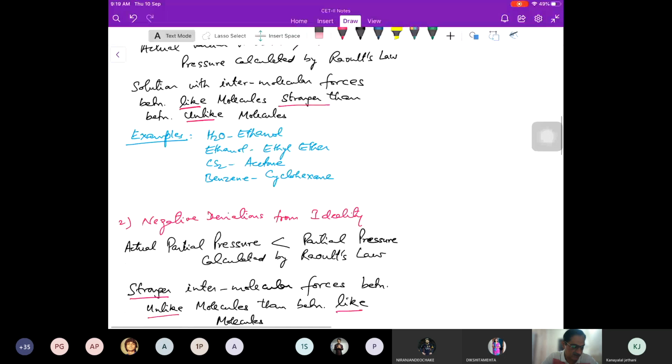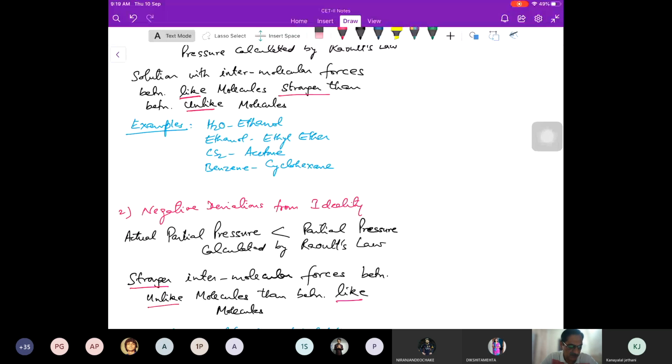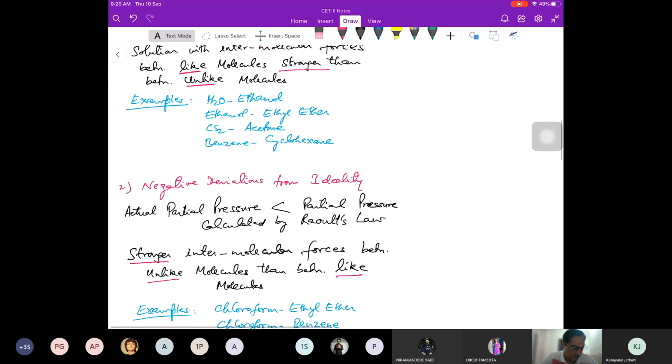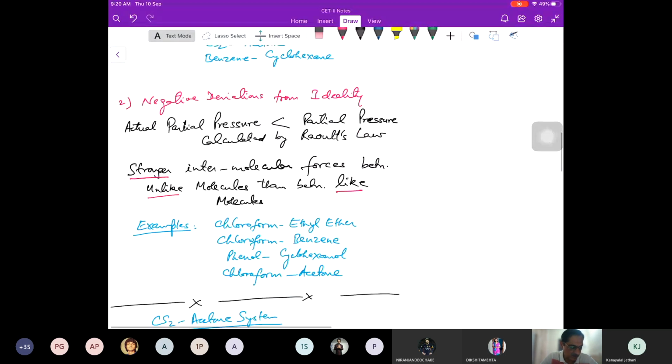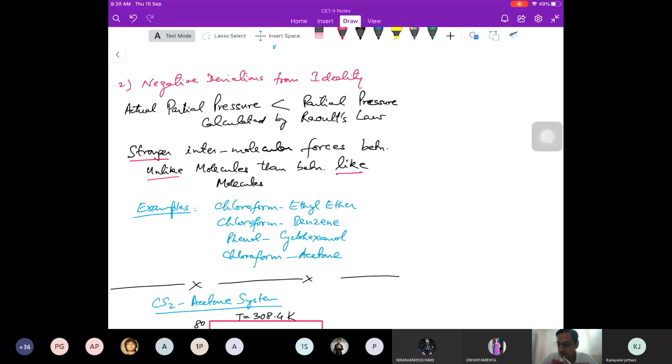And negative is if the actual partial pressure is less than the partial pressure calculated by Raoult's law. Simple definition: Raoult's law is ideal. If actual is greater than ideal, then it is positive deviation. If actual is less than ideal, then it is negative deviation. Examples given here are chloroform, ethyl ether, and so on. Is the definition of positive deviations from ideality and negative deviations from ideality understood?